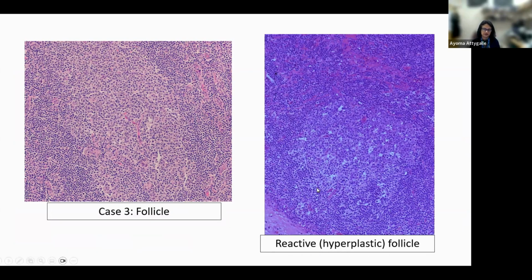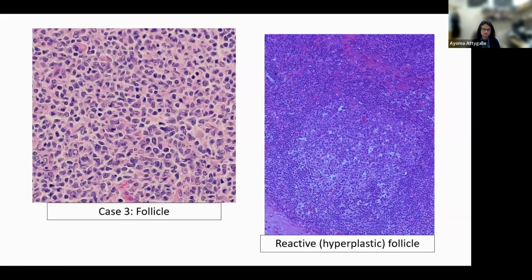Now compare this to a reactive follicle. This is a hyperplastic follicle, and you're seeing very nice zonation here, the dark zone with the predominance of centroblasts, where the tingible body macrophages live, and then this is the light zone on this side. Of course, both have this well-formed mantle zone. So this is quite different from a reactive follicle. Looking at it more closely, you can see this has a predominance of centrocytes with definitely less than 15 centroblasts in a high power field.